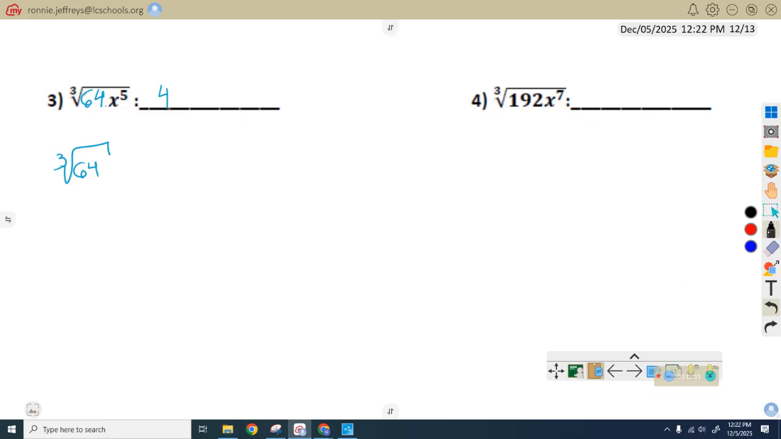All right, now we're going to deal with the x's. All right. So this time, instead of it being divided by 2, all right, so how many times will 3 go into 5? Once. With a remainder of 2.